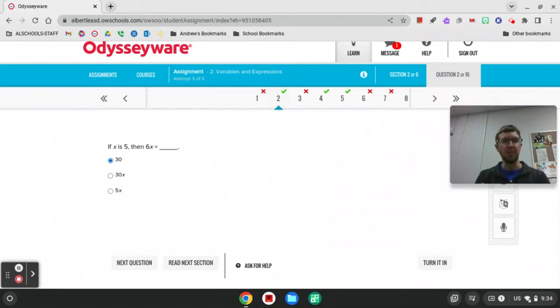If x is 5, then 6x equals, and I've got the answer. I know it's right because I've got this little green check here. It's got to be 30. So if you choose this question, what you'll do is you'll write the problem down on a piece of paper. You do need to show me how you got the answer. You can't just write 30 because there was a green check there and you guessed and happened to get it right. So you would have to show me the work.